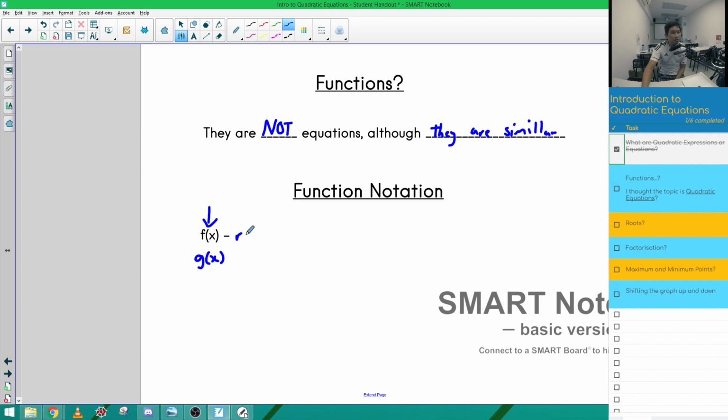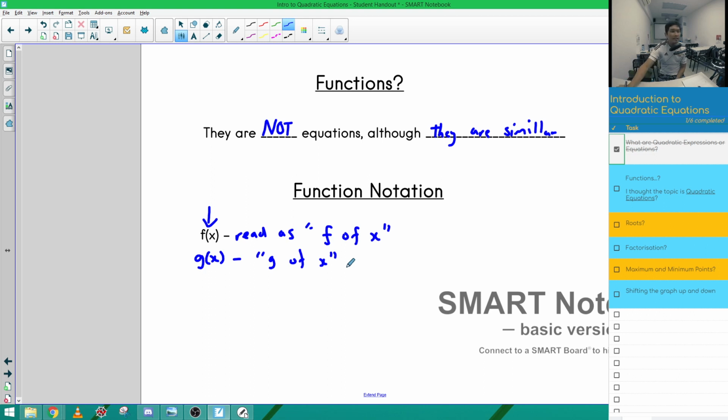So this thing, if you read it out, a lot of students will say f bracket x. Huh? That's not correct. The correct way to call this is f of x. F of x, which means the one below will be g of x. Right, if you have the next one, there will be h of x, i of x, k of x, j of x, yeah, so on and so forth. That's how we read, and that's how we write functions.